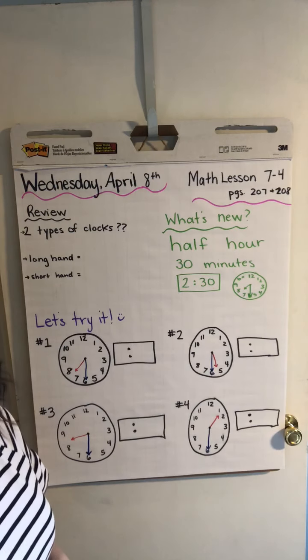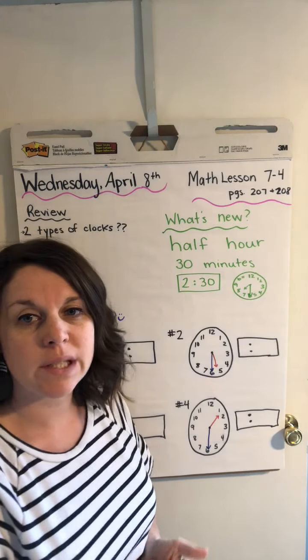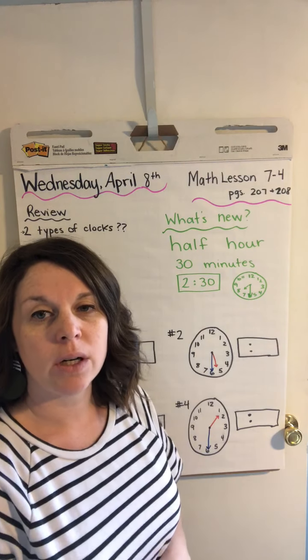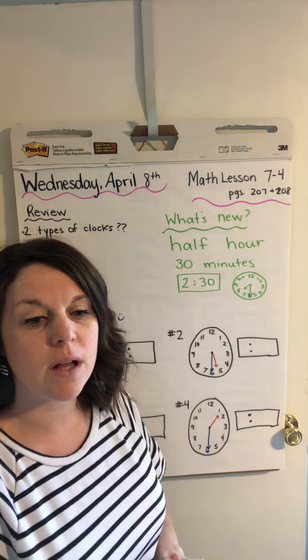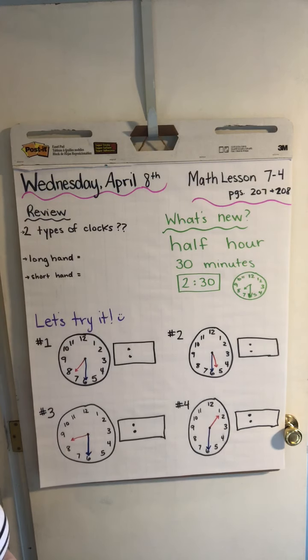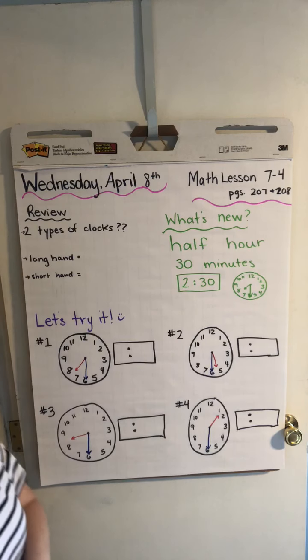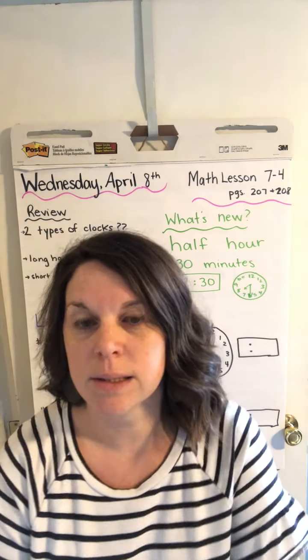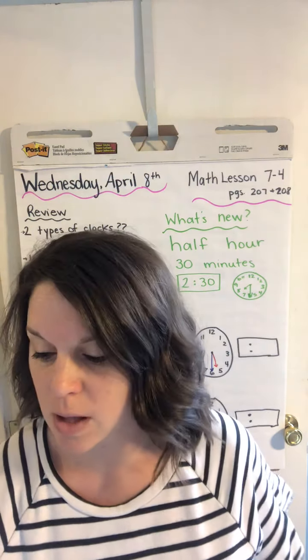So the last 2 days, we went over telling time to the hour on two different kinds of clocks. So we're just going to review a couple things. So my question for you is, what are the two types of clocks? What are the two types of clocks?